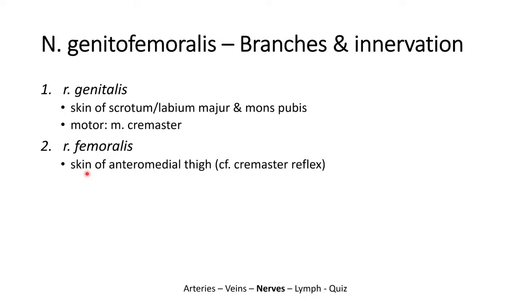Alright, then nervus femoralis. So nervus femoralis is the largest nerve of this plexus, and you can easily identify it because it lies always between musculus iliacus and musculus psoas major. So it's in between both of these, and therefore it will also exit in lacuna musculorum. So in the muscular lacunae.